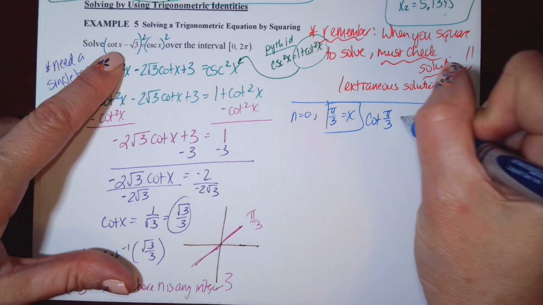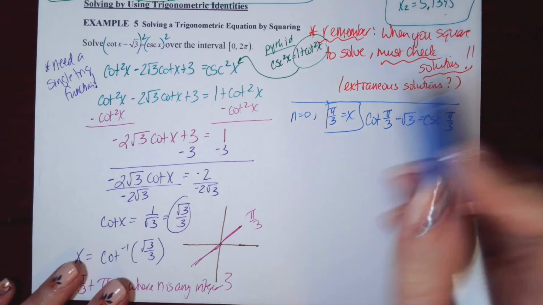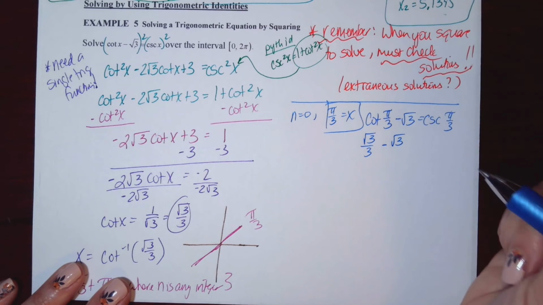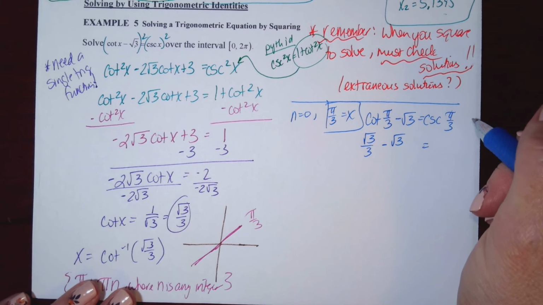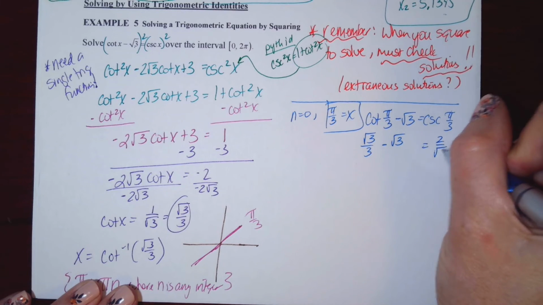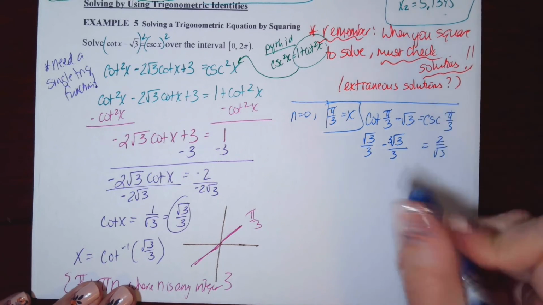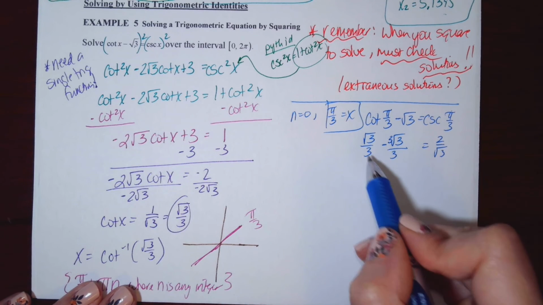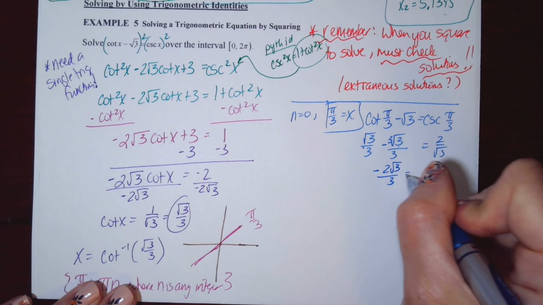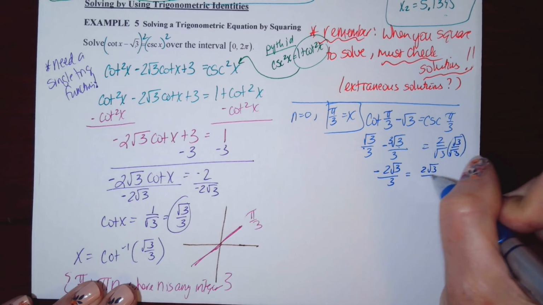Cotangent pi thirds minus square root 3 equals cosecant pi thirds. Well, cotangent at pi thirds, we just said, is square root 3 over 3. Cosecant pi thirds is the reciprocal of sine, so that would be 2 over square root 3. Here I need a common denominator, so let's make that 3 square roots of 3 over 3. 1 square root of 3 minus 3 square roots of 3 is a negative 2 square root 3 over 3. And if I rationalize this, that's a positive 2 square root 3 over 3.